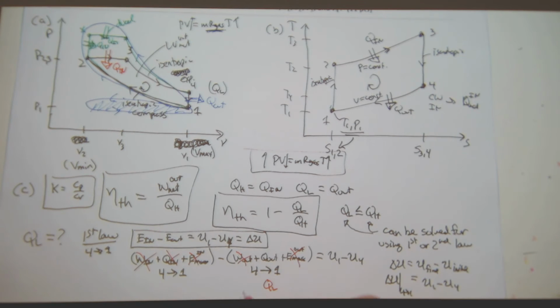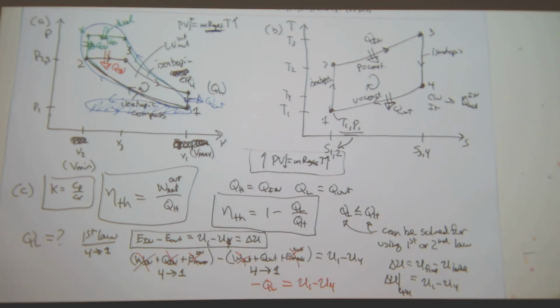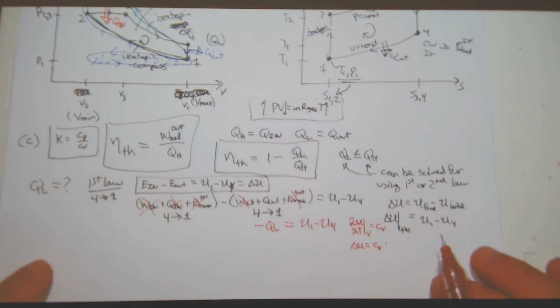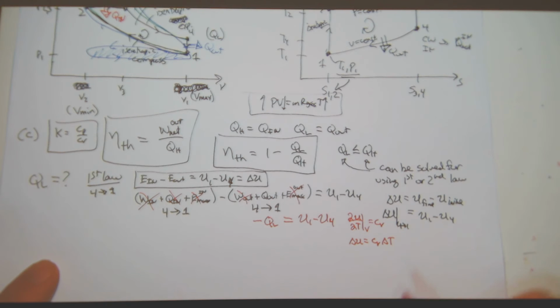So when I do all this, I get minus QL is equal to U1 minus U4. And I know that the partial of small u with respect to T at constant volume is equal to CV. So that gives me delta small u is equal to CV delta T. Can you move it up a little, please? Thank you, sir.